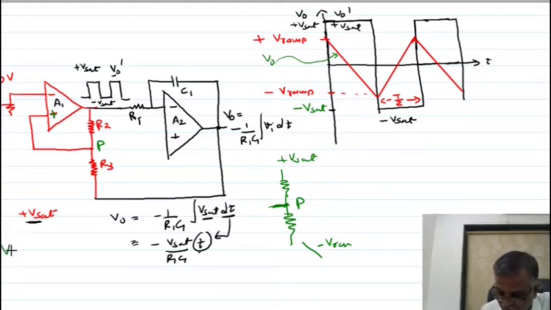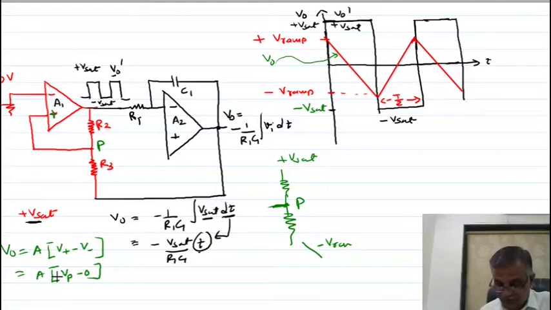So you know the equation of output voltage is gain multiplied by V plus minus V minus. So I can write gain into V plus, that is Vp, minus 0. This potential is continuously changing because this voltage is a negative ramp voltage, and with time it decreases. See here, the fixed voltage is plus V sat. Here is the negative going ramp. So the potential at this point is changing.